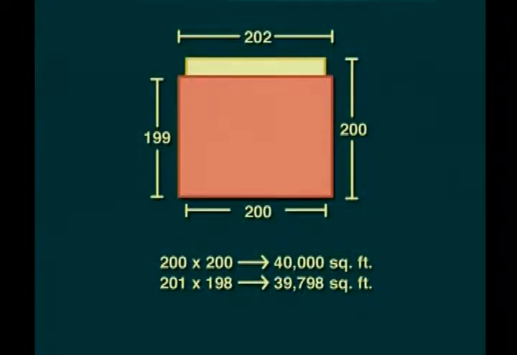Well, let's try adjusting it the other way. Suppose we make it 199 feet up away from the river. That makes it 202 feet across and 199 feet down. We multiply that out, 199 by 202, and we get 40,198 square feet. In other words, we see that the square is not the biggest field that we can enclose next to the river.